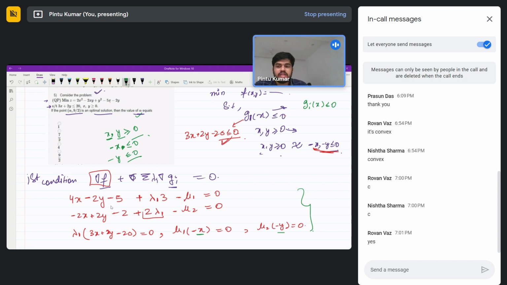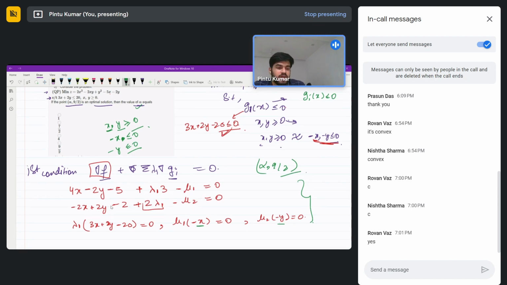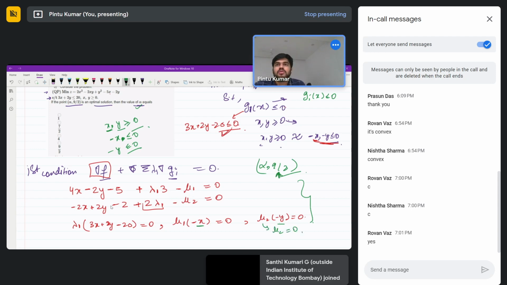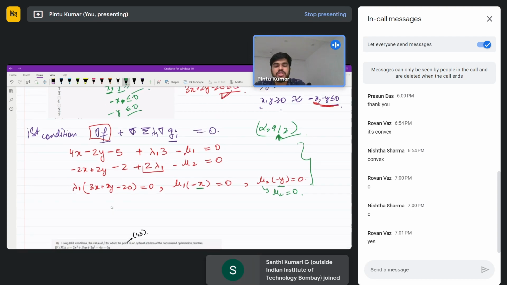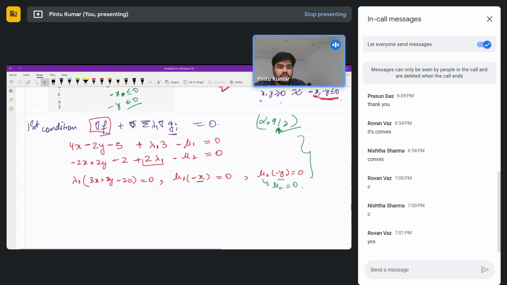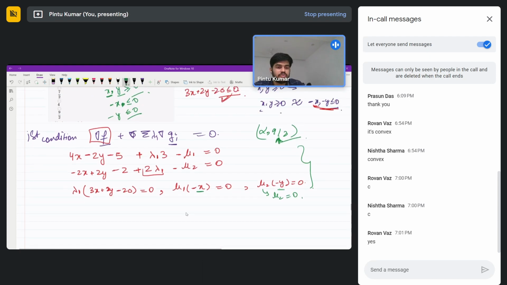Now the optimal point that is given to us is alpha comma 9 by 2, right? So we know that my y is not 0. In fact, my y is 9 by 2. That would mean that my mu2 must be equal to 0, right? So my mu2 is 0 because y is not equal to 0. Now we are putting these values over here. Let's call these equations 1 and 2.